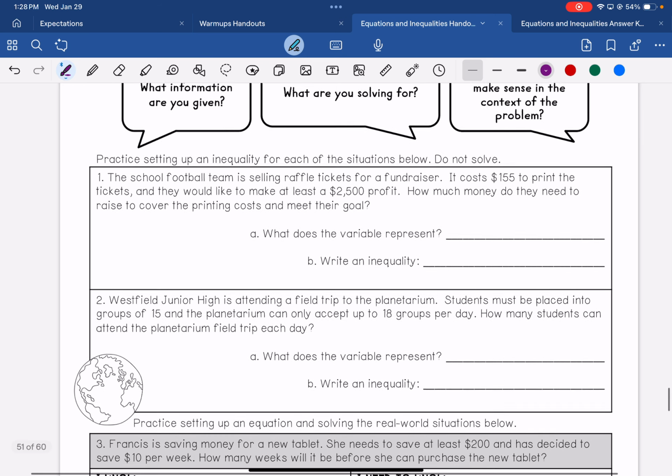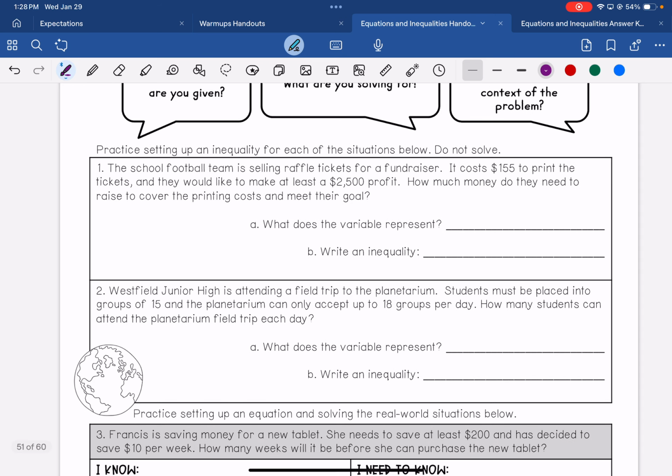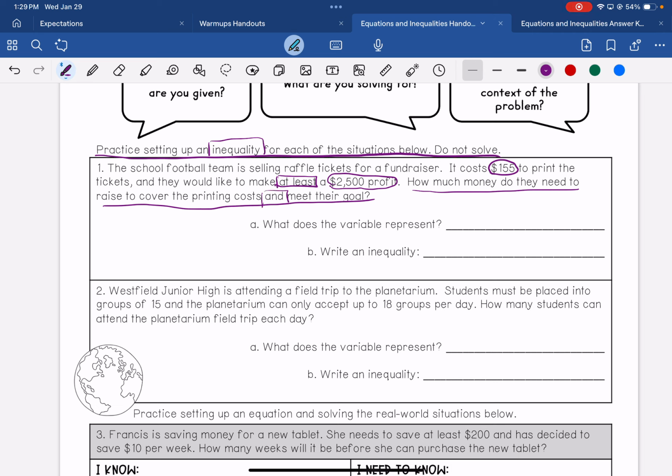Number one, practice setting up an inequality for each of the situations below. Let me go ahead and annotate that. Do not solve. I'm going to box the word inequality. Number one, the school football team is selling raffle tickets for a fundraiser. It costs, let's circle this, $155 to print the tickets. And they would like to make at least, there's our key word for the inequality symbol that we're going to be using, at least a $2,500 profit. How much money do they need to raise to cover the printing costs and meet their goal?